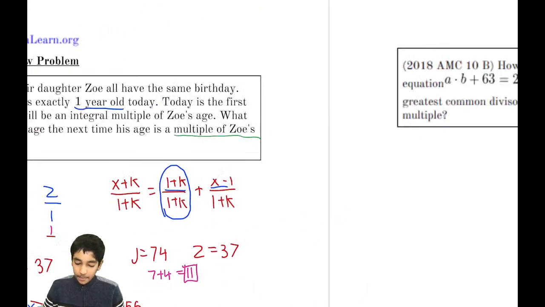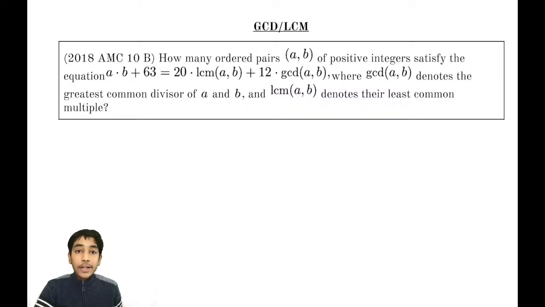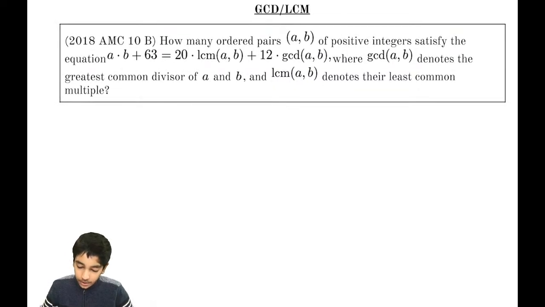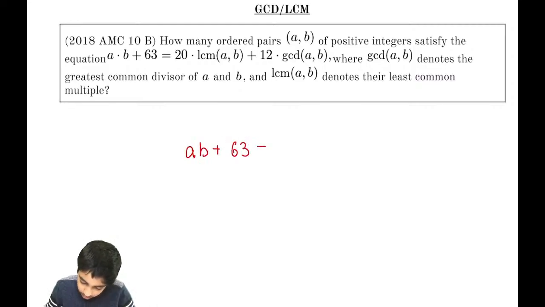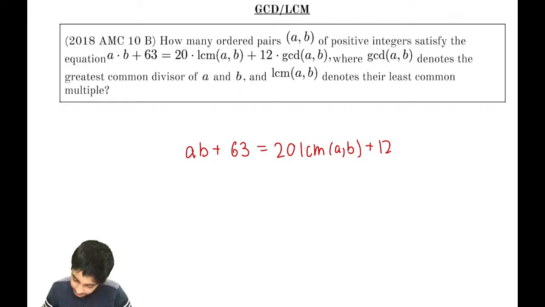Okay, so now let's move on to the topic for today. For those of you new here who just joined, today we're going to be talking about GCD, LCM, modular arithmetic, and Diophantine equations. Okay, so we can see here that we have this long equation: A times B plus 63 equals 20 times LCM of A and B plus 12 times the GCD of A and B.